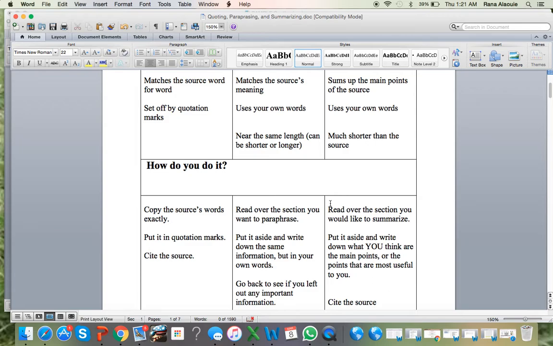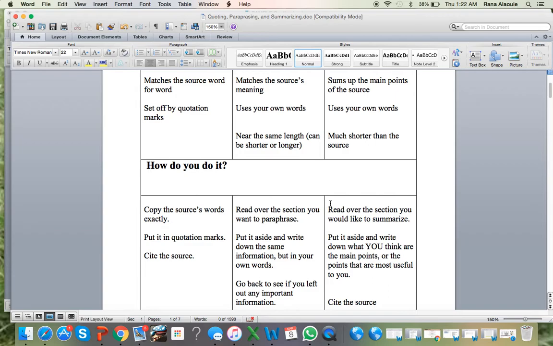But write down what you think are the main points, or the main points that are useful to you. Because if you read a section and I read a section, we may summarize it a little differently, because the main points to me may be very different than the main points for you in your argument, in your position. So that's why a summary is going to be very different, and also it's going to be shorter, because I'm only summarizing the main points.